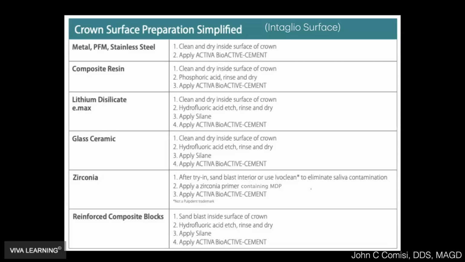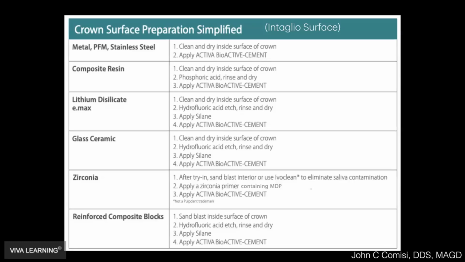Now, zirconia is a different beast, but you can use this material on all zirconia. After you try it in, you need to either sandblast the interior, the intaglio surface, or use something like IvoClean, which will clean out all the phosphate contamination and reduce that contamination from the saliva. That's going to happen because when you put a zirconia in there, all the phosphates in the saliva are going to go flowing onto that area and mess it all up.